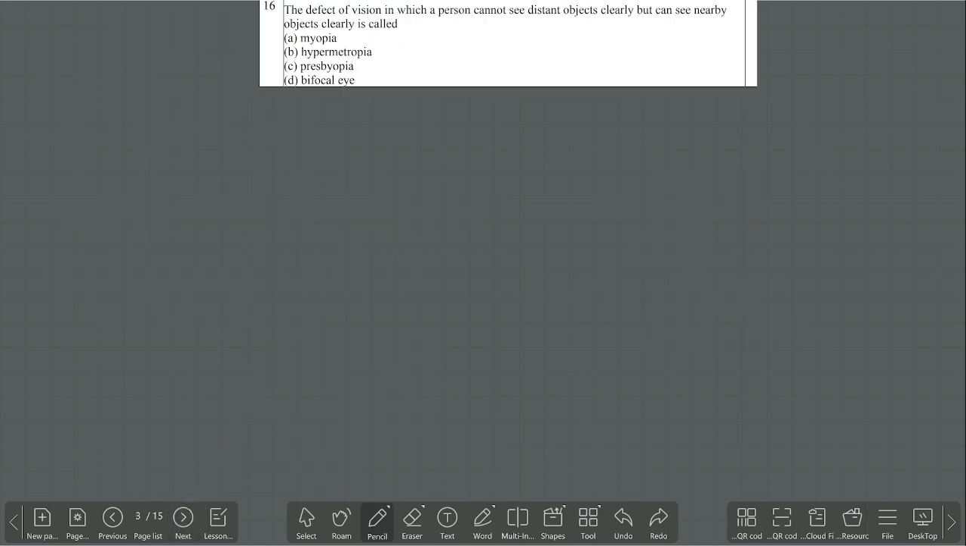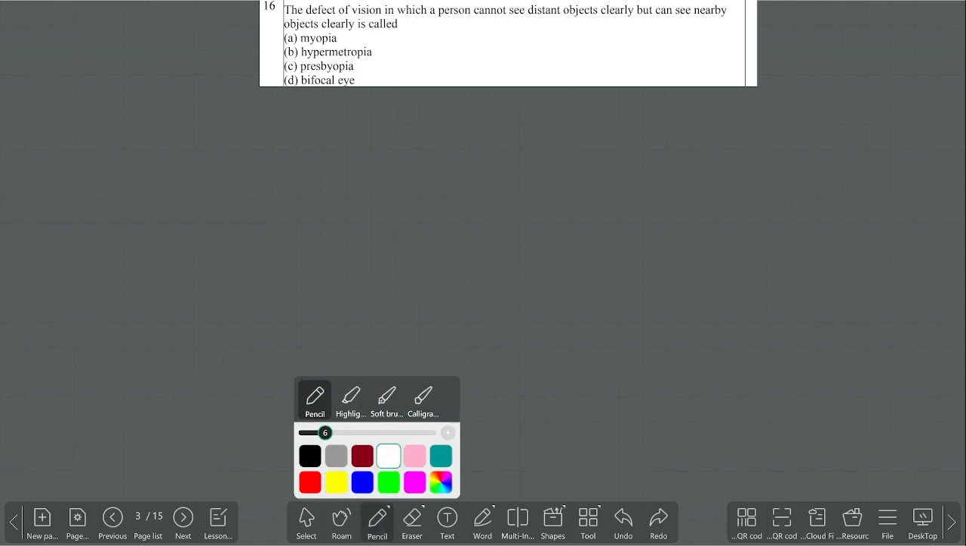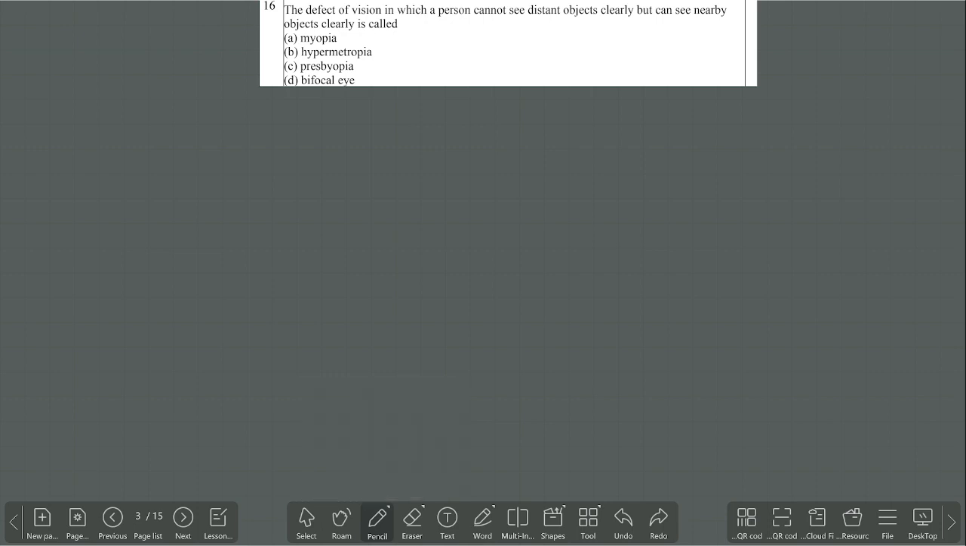So the next question: the defect of vision in which a person cannot see a distant object. That means he has a defect, either myopia or hypermetropia, based upon which one he cannot see. So read the question carefully.